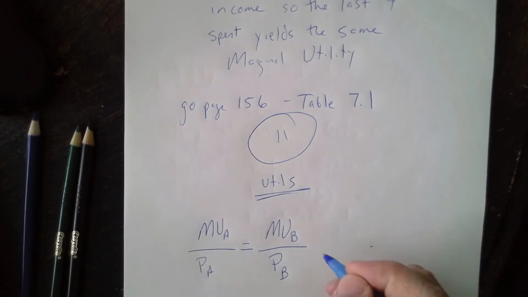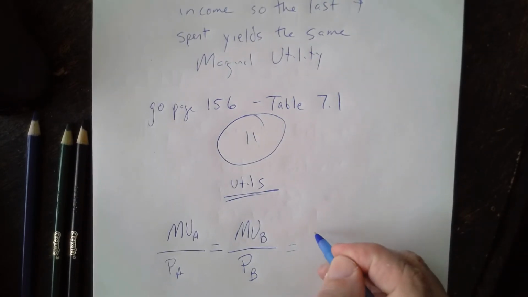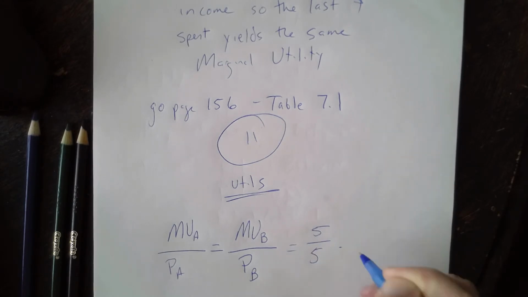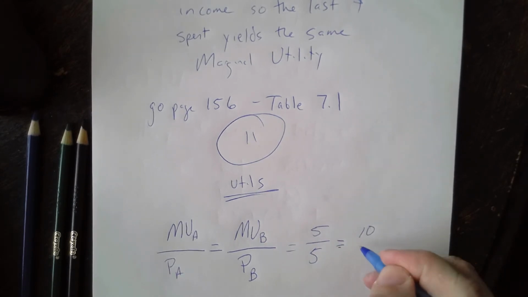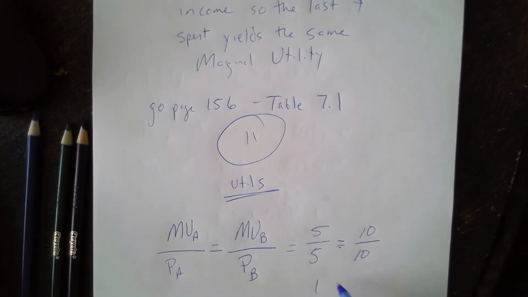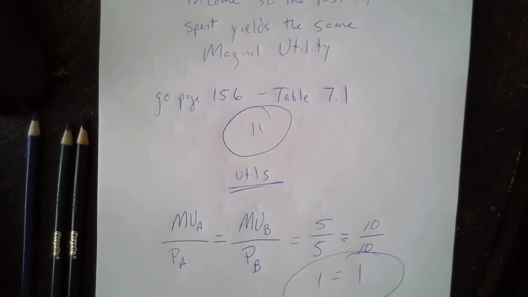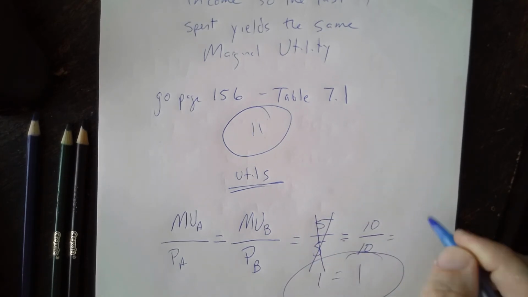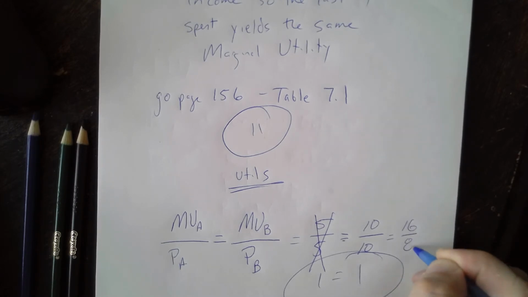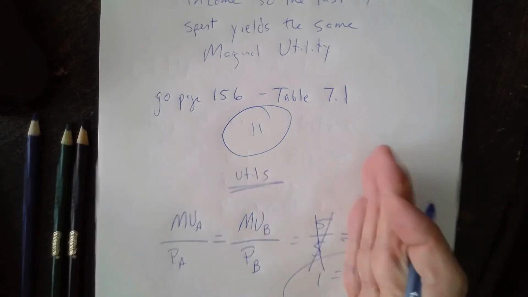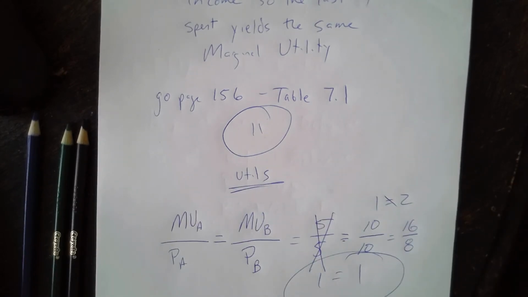So if the marginal utility you get from A is 5 and the price is 5, and the marginal utility of B is 10 and the price is 10, 1 is equal to 1. Therefore, this has reached the utility maximizing rule. It always has to be equal, not these numbers, because we could cross this one out and say 16 divided by 8 comes out to a nice even number, right? But 1 is not equal to 2. So this is the only way we will achieve maximum utility.